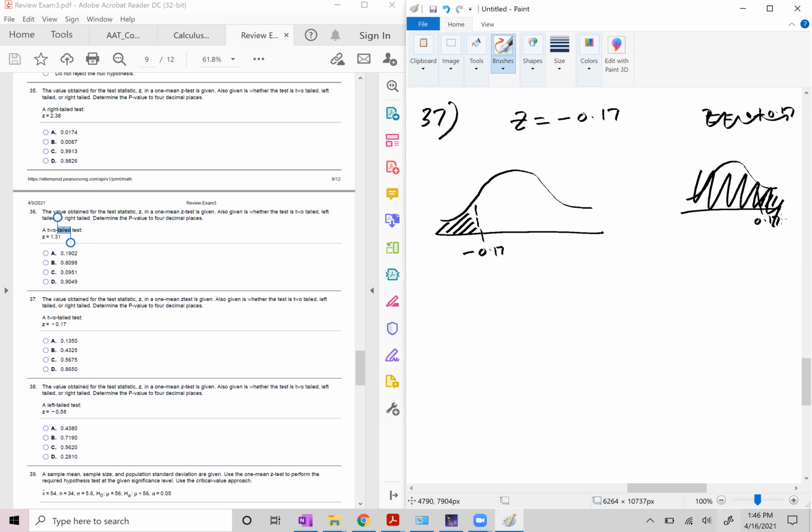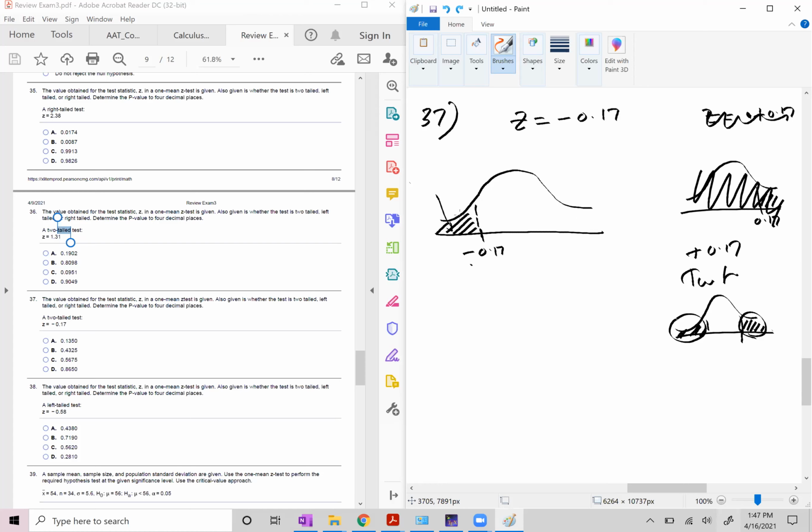So if a negative value is given, you start from the negative point, you calculate the area to the left and multiply that by 2. If a positive value is given for a two tail test, you start from here, and since it is positive, you calculate the area to the right and multiply that by 2 to accompany it with the other part. So here a negative value is given, so you calculate this area, and to accompany the right part, you simply multiply this answer by 2 after getting the answer.